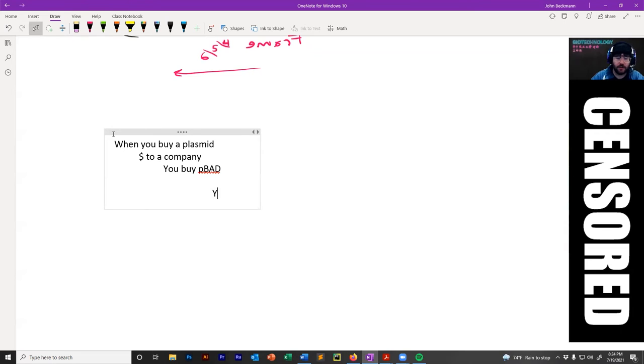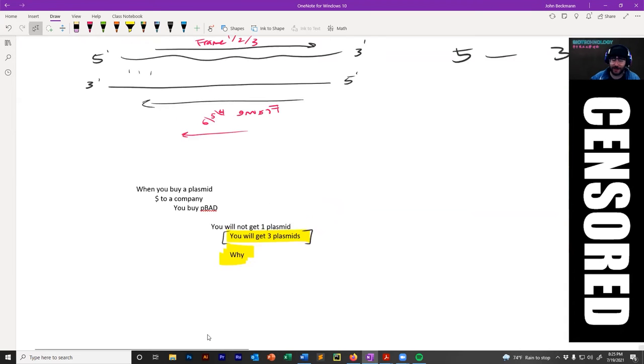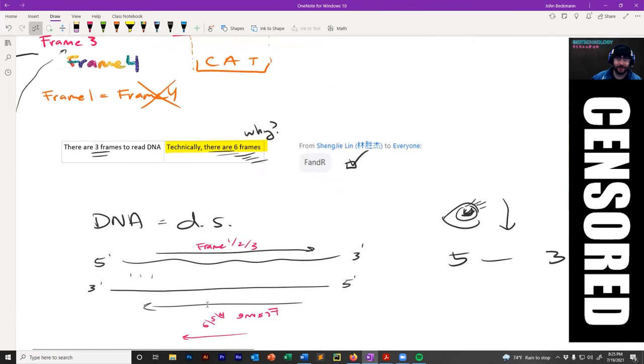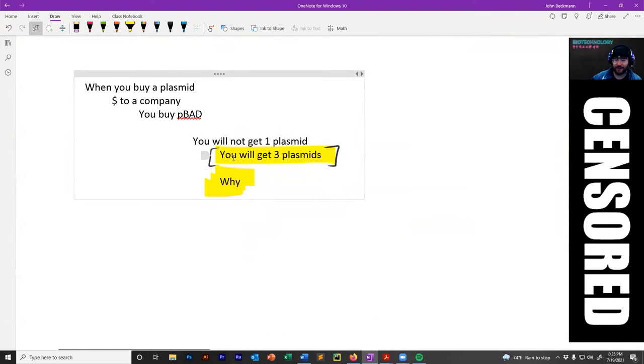You will not get one plasmid. You will get three plasmids. Why? So if you buy a plasmid, you will get three plasmids. Why? Write it in the chat. Why will you get three plasmids? This should be easy. Think about what I just explained. I just explained the three frames.